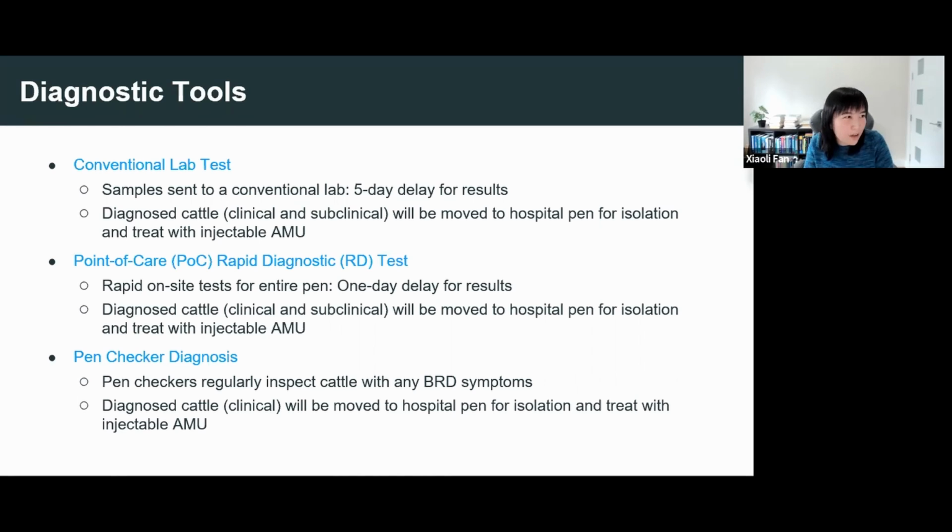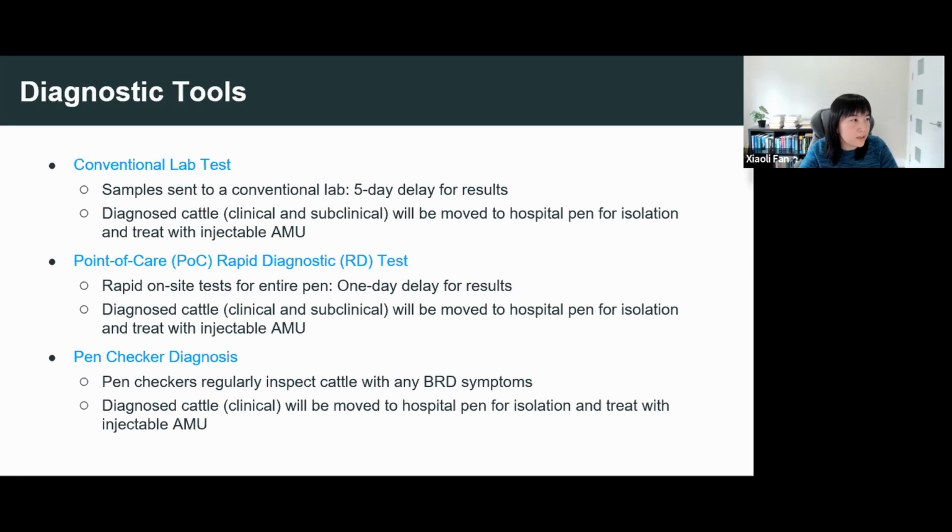There could be different technologies to achieve the test result. Usually this test is on site and the results can be available very quickly. Sometimes, for some technologies, it can even be available within 2 hours. For this test, we assume there's a 1-day delay, and for the rapid diagnostic test, the diagnosed cattle will also be moved to the hospital pen.